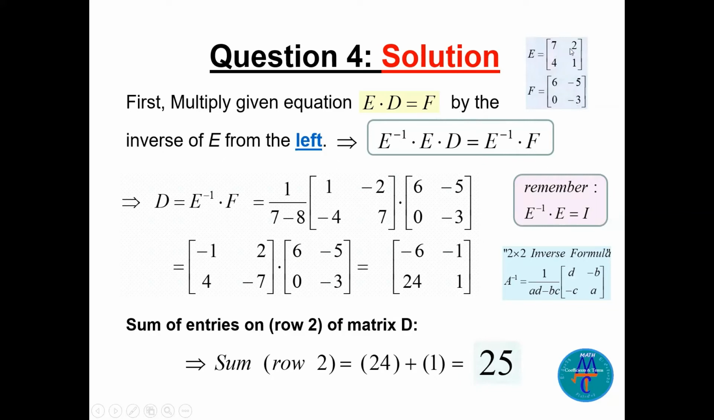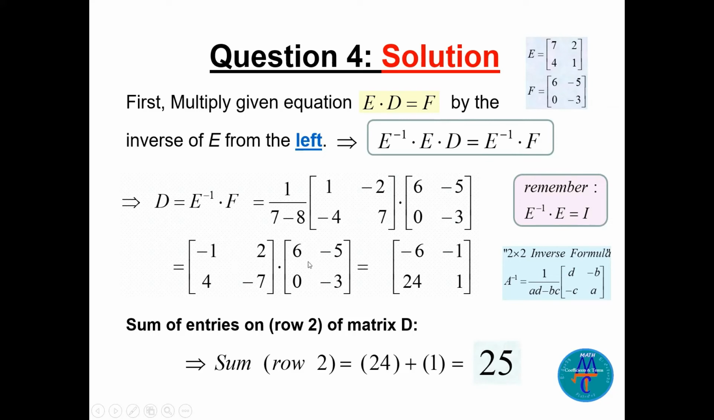This is E, 7, 2, 4, 1. And remember, this is the formula, the 2 by 2 inverse formula. You know that. So we find the inverse of the E. 1 over 7 minus 8. Interchange the main diagonal, 1, 7, and multiply with minus the other diagonal. So we get now minus 1, 2, 4, minus 7. Remember, there is a minus 1 here, so you have to multiply inside as a scalar.